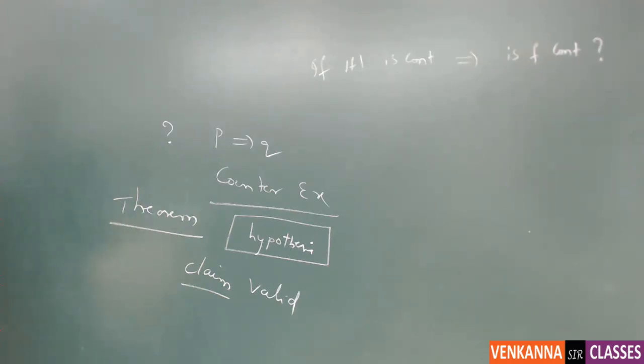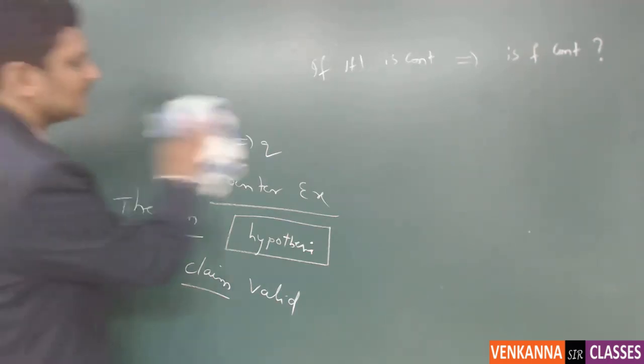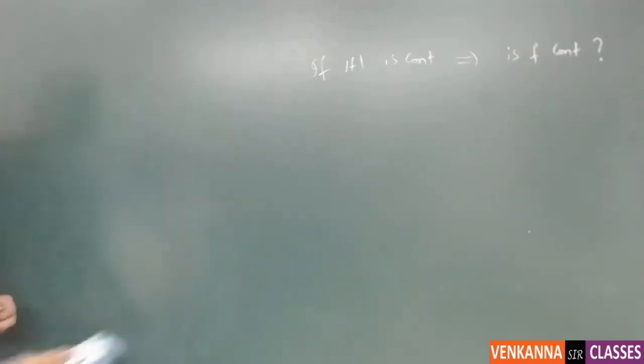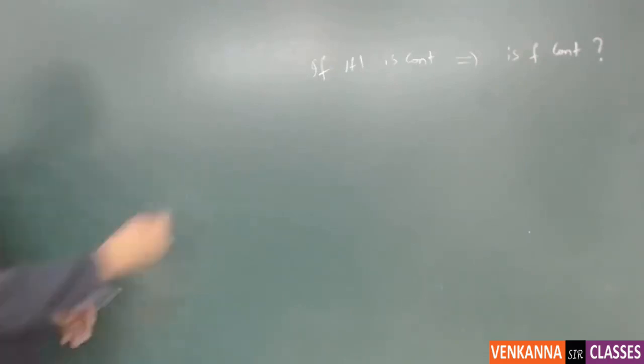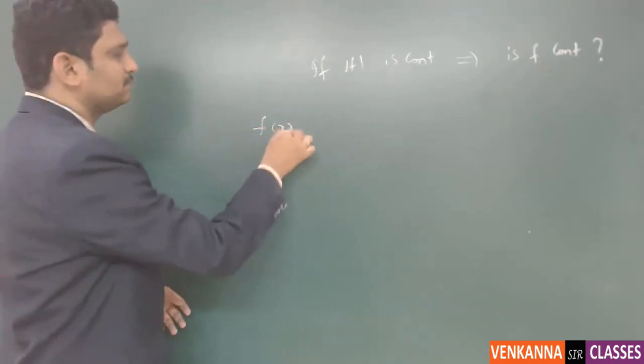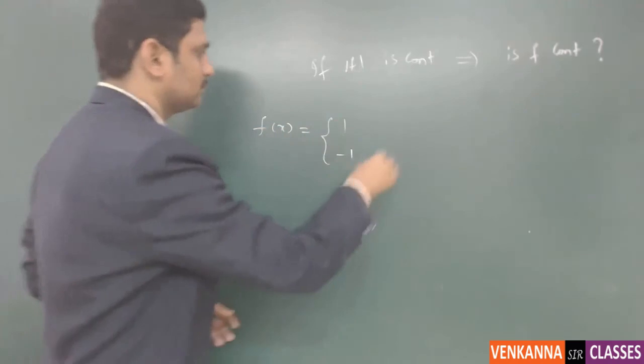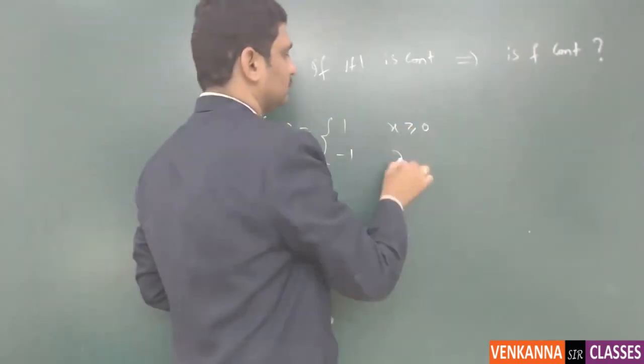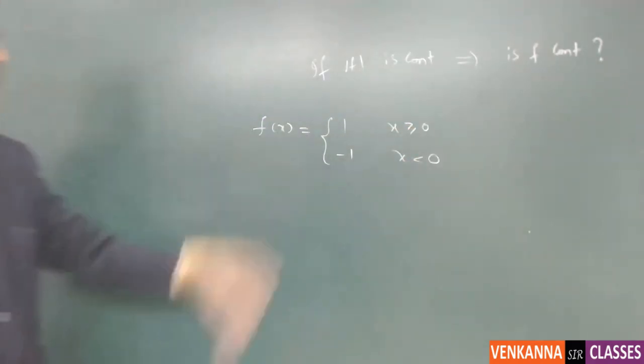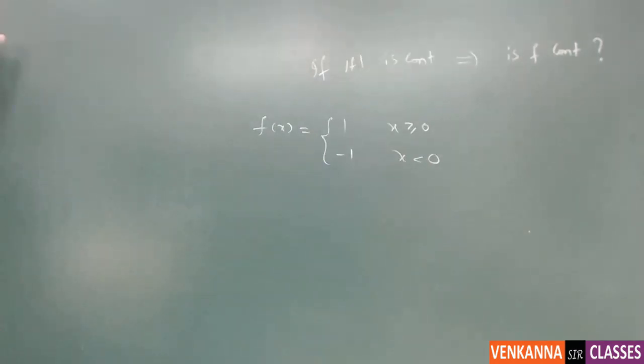By means of a counter example, I am saying that mod f is continuous and f need not be continuous. f will sometimes be continuous, and sometimes not be continuous. It is a very simple example. Everyone will know that. There is no need to think a lot. Just define the function in a simple manner, you define the function like this.